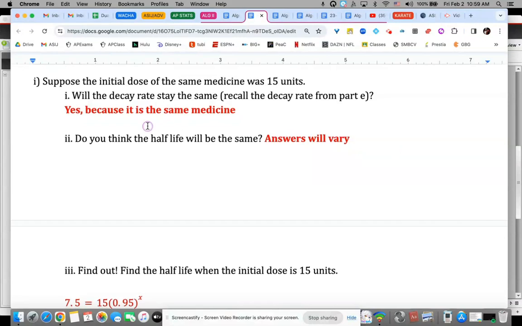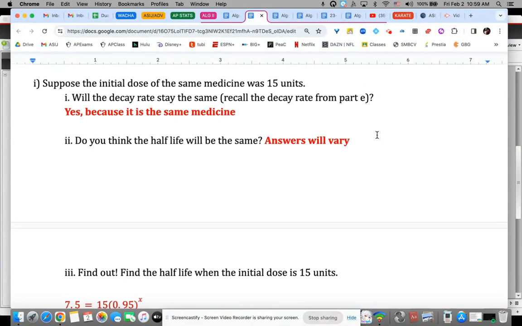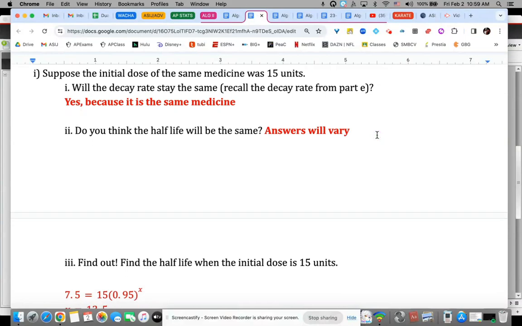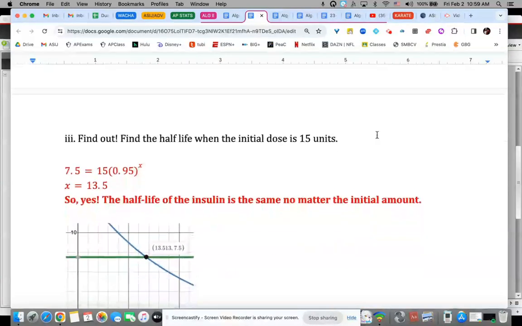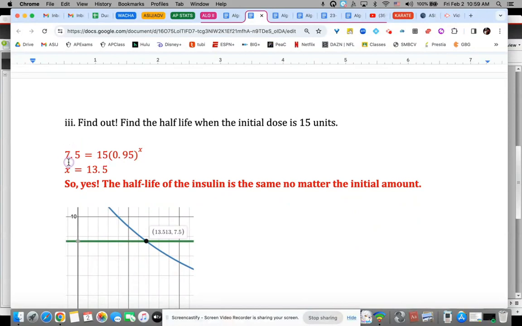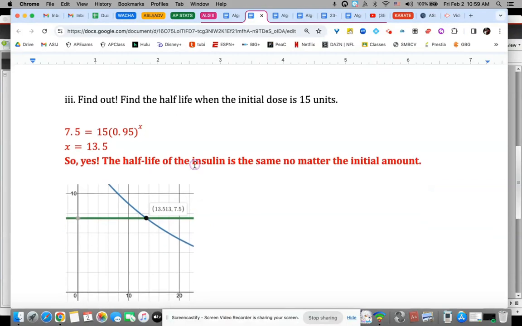It doesn't matter what you start with. The decay rate should be the same. That's never going to change. For the half-life, if we start with 15 and we try to get half of that, how long would it take? That's also 13 and a half minutes. So it doesn't matter what you start with. You're always going to get half of that after 13 and a half minutes in this case, because the percentage didn't change, right? It's the percentage that affects how long it takes for something to decay a certain amount.